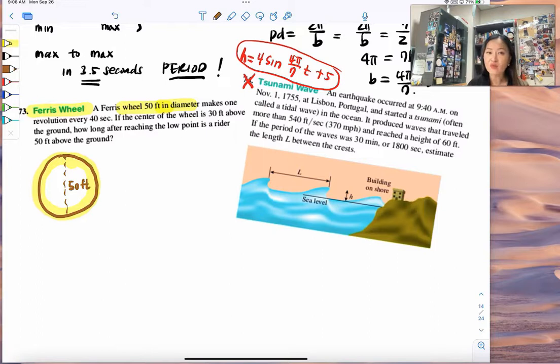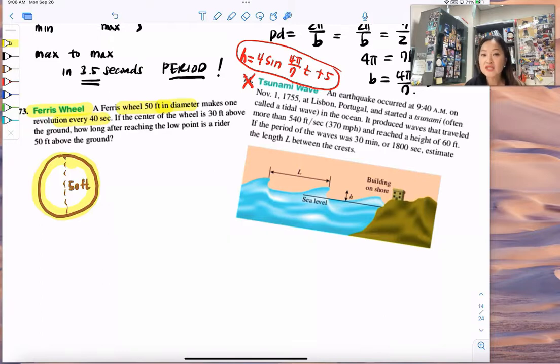Makes 1 revolution every 40 seconds. I wonder what they're trying to tell you there. Makes 1 revolution in 40 seconds. If I start here, 1 revolution, 40 seconds. So think about that. Why are they telling you that?